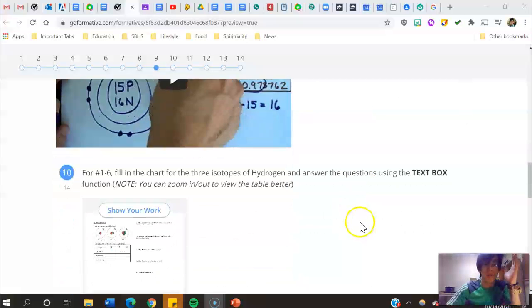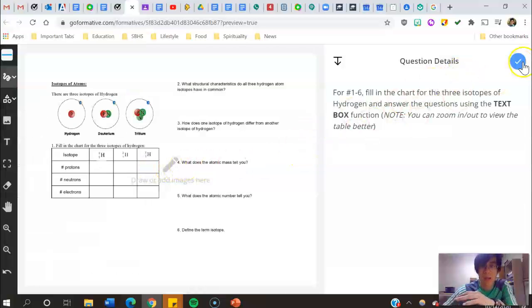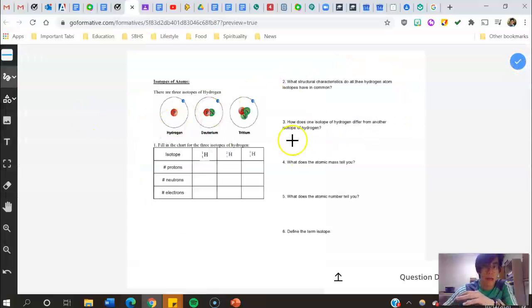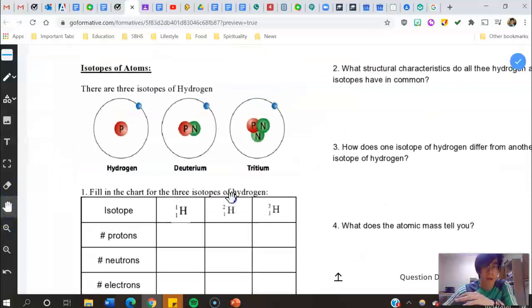Alright, so as we move down, we're going to finish up this last part with number 10. And we're going to fill in the chart to examine what it means for an atom to be an isotope, and we're going to look at hydrogen specifically. So click on here to show your work. If you want to look at it a little closer, you can use this little zoom in button once again, and then use this hand to move stuff around.